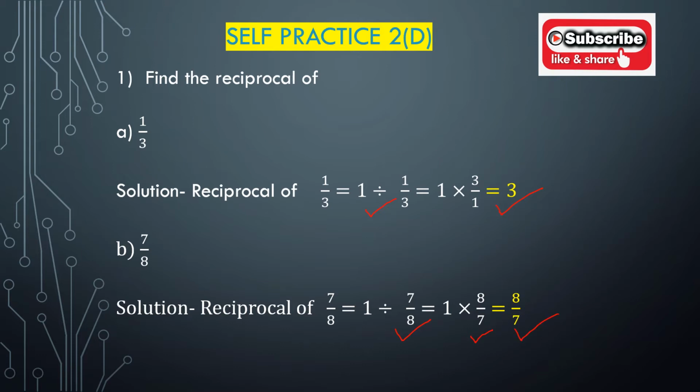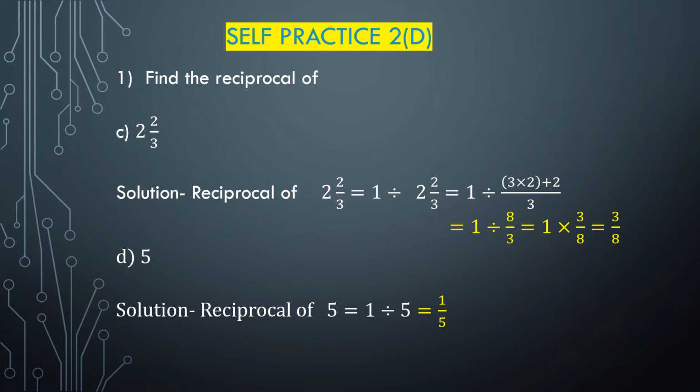So the reciprocal of 1 divided by 3 is 3, that is the inverse of the fraction 1 divided by 3. And the reciprocal of 7 divided by 8 is the inverse of 7 divided by 8, that is 8 divided by 7. That is, the numerator changes to the denominator and the denominator changes to the numerator. That is the reverse of the fraction.